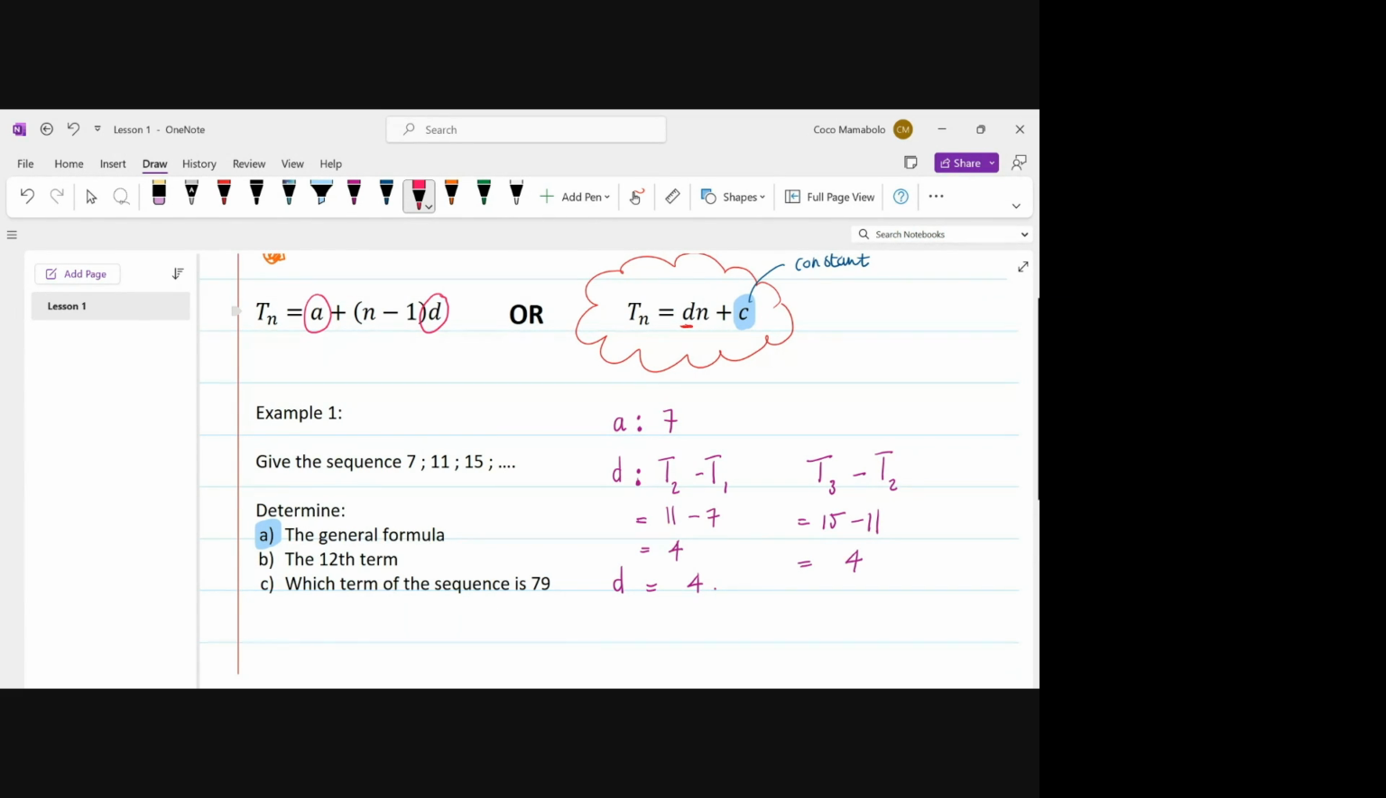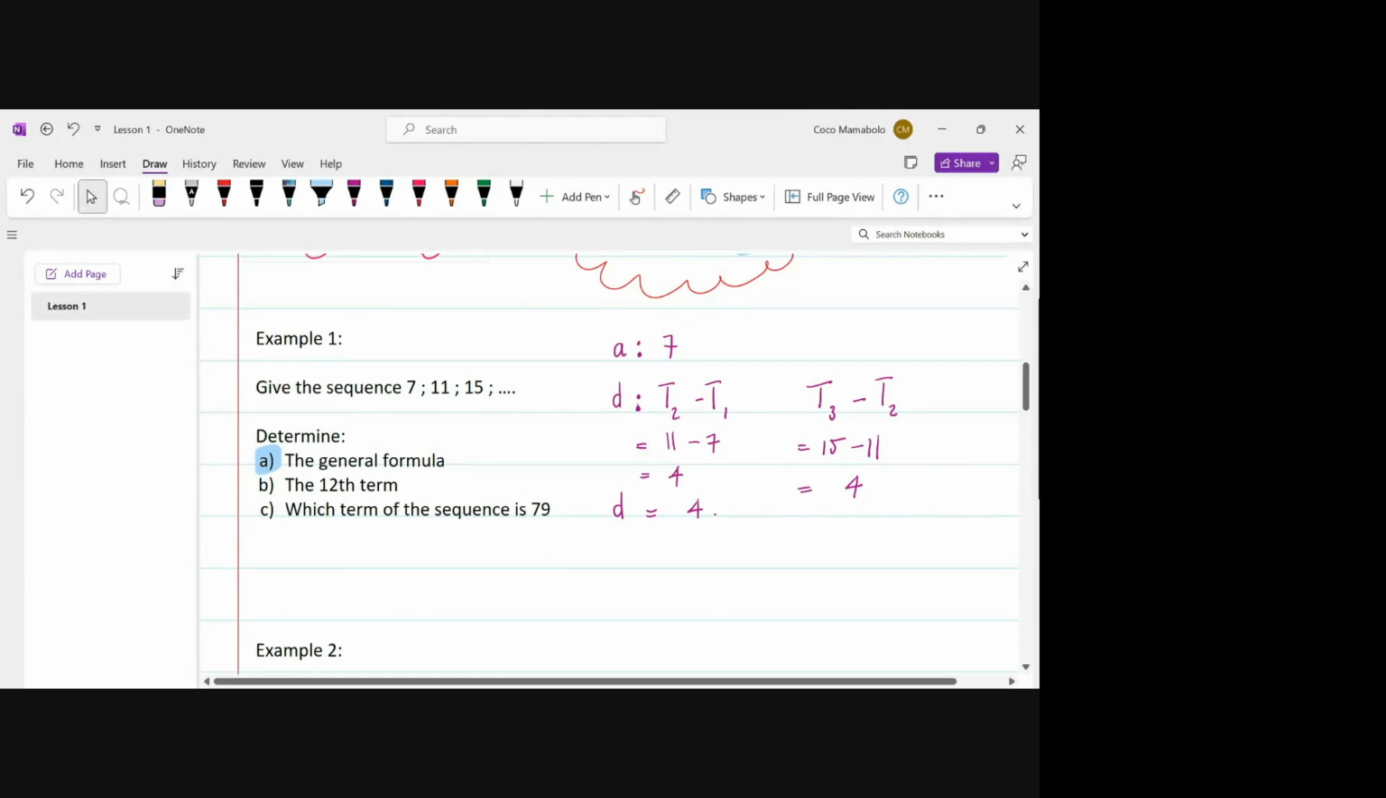Because it's a general formula and we don't know which number they're looking for, which position they're looking for. So let's go ahead and do that. We're going to take Tn is equal to A plus open bracket n minus 1 d. All right, Tn is equal to, I know my A value is 7, plus open bracket n minus 1, and we said our common difference is 4.